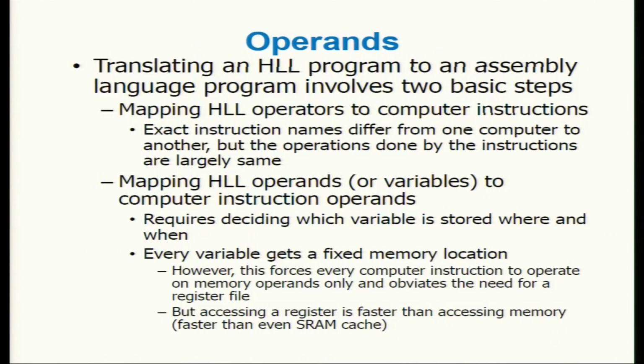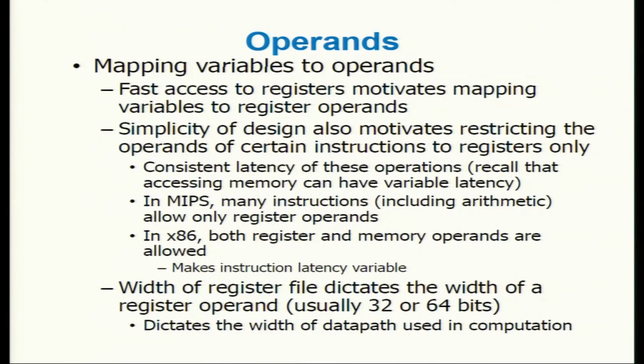So we need a faster storage, and accessing a register is faster than accessing memory. So that means we want to store something in registers as well. We want to use a register. So fast access to registers motivates mapping variables to register operands. And the simplicity of design also motivates restricting the operands of certain instructions to registers only. That is, you want to say that certain instructions cannot even access memory. You always want to operate those instructions from registers only.